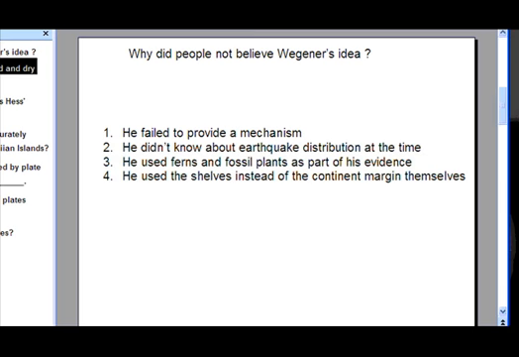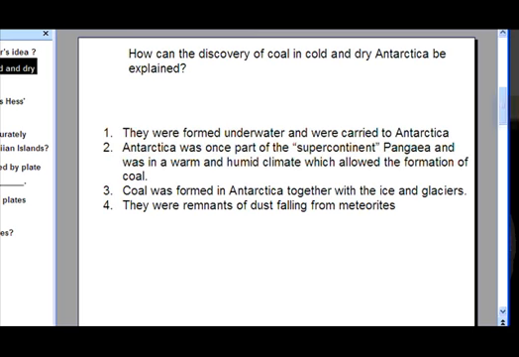Okay, let's go to the next question. How can the discovery of coal, excuse me, in a place that's cold and dry like Antarctica be explained? Well, was it that it was formed underwater? Which it is. It's formed in swamps and then carried to Antarctica.